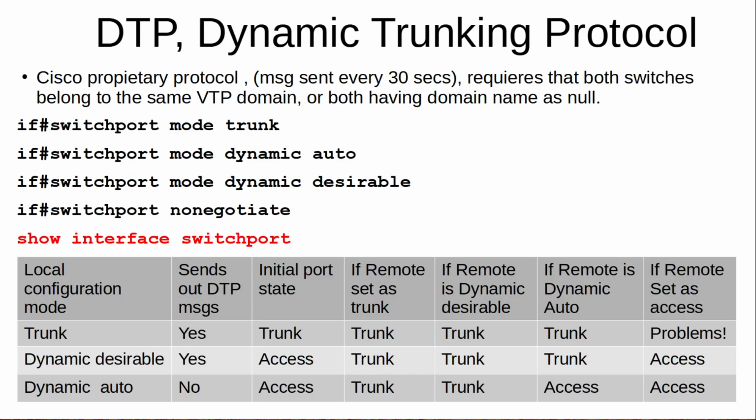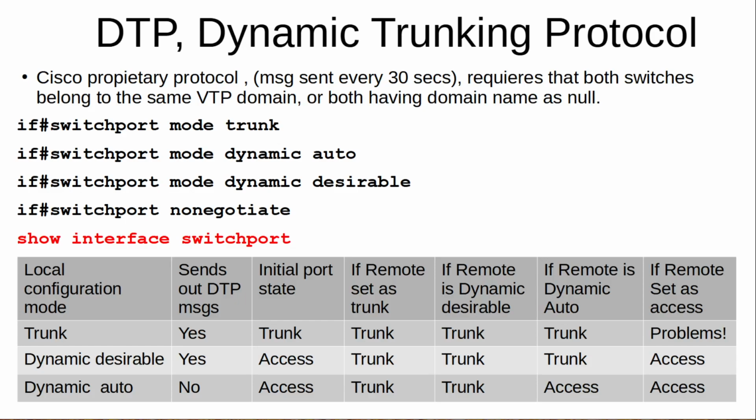Next, Dynamic Trunking Protocol, or DTP, is another Cisco proprietary protocol that sends messages every 30 seconds, and this protocol will negotiate elevating interfaces into trunk mode between switches. In order for that to happen, it requires that both switches belong to the same VTP domain, or both have the domain name as null. Remember that is important.